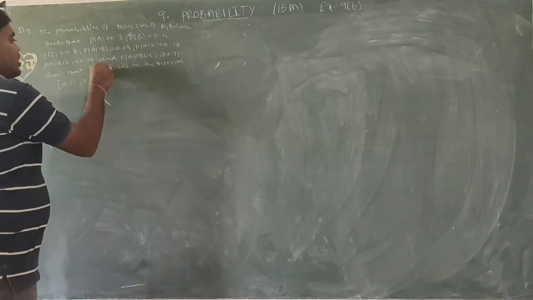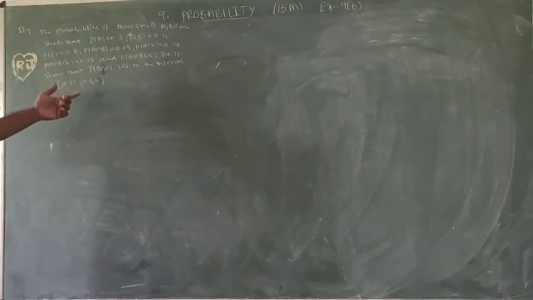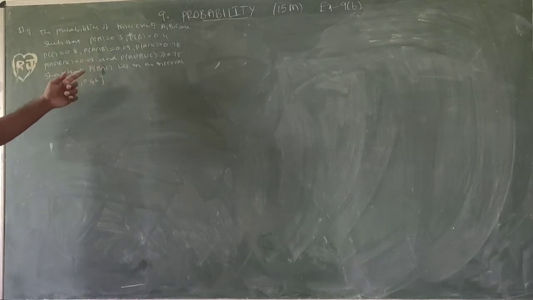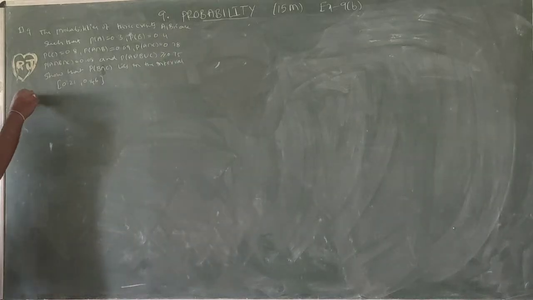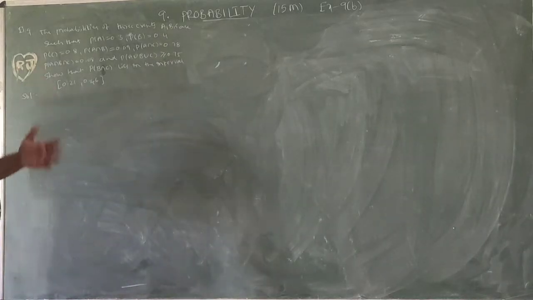P(B∩C) lies between an interval. We need to prove that the probability of B∩C lies in this interval. So first, for the solution, I want to write whatever is given.